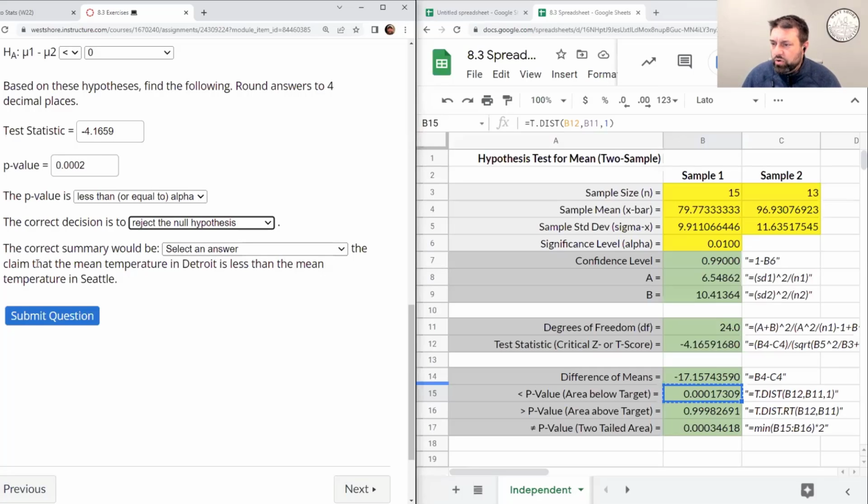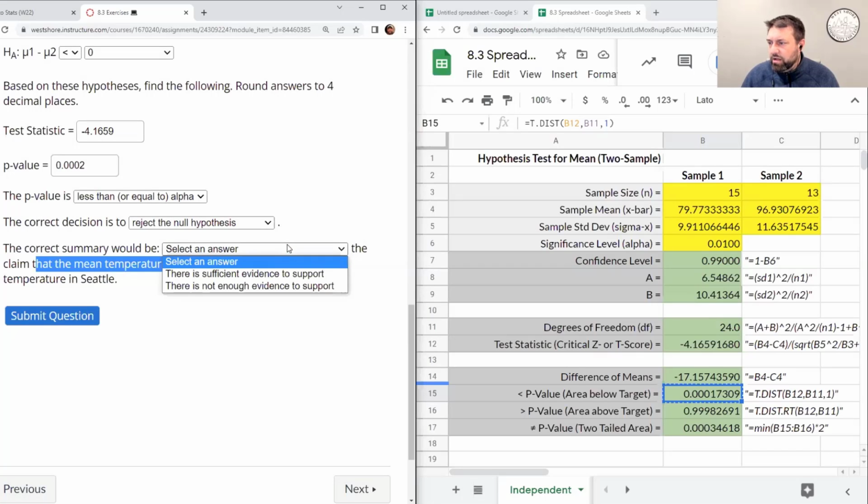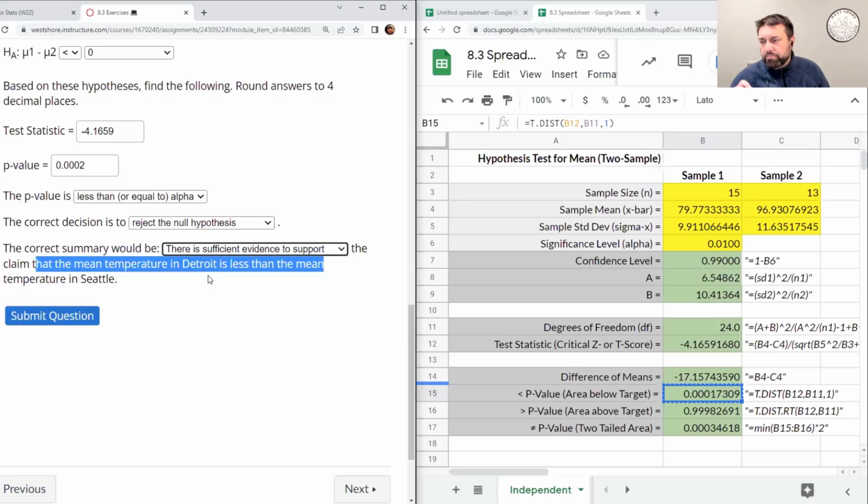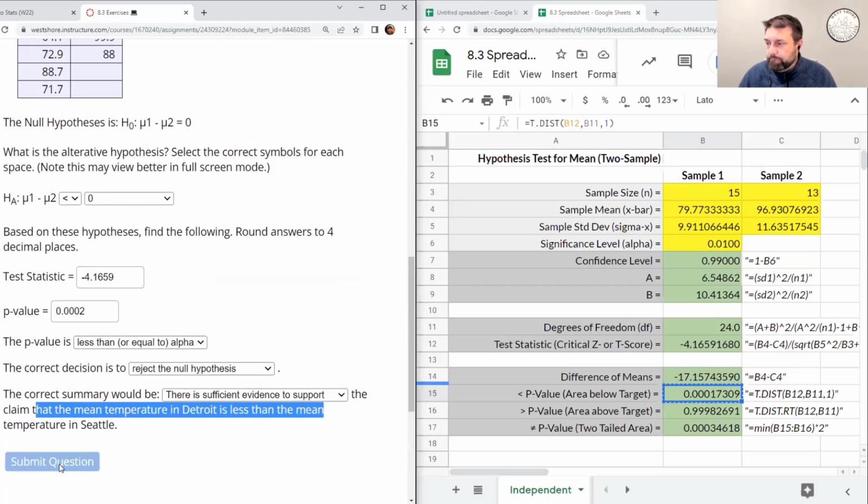So the correct summary would be: there is sufficient evidence to support the claim that the mean temperature in Detroit is less than the mean temperature in Seattle. Let's see how we did. I think we did okay.